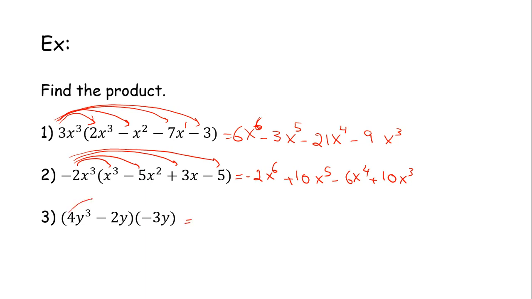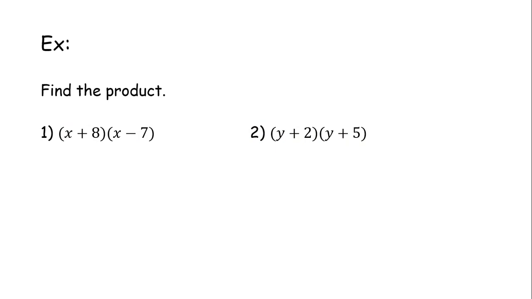I'm going to distribute this way. So I will have negative 12y to the 4th, and then I will get positive 6y squared. What do you think? Like it? Okay, let's try more terms. Okay, let's go to the next slide.